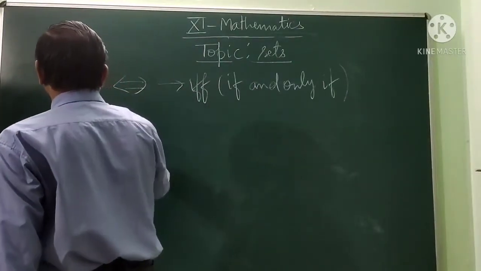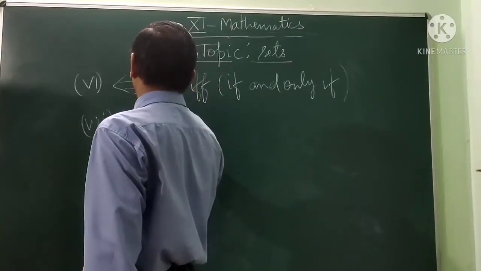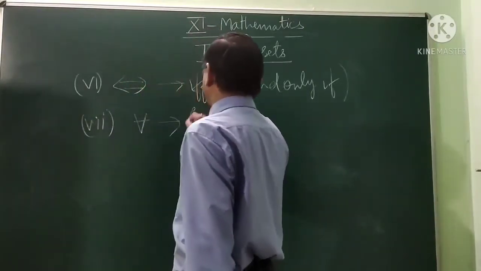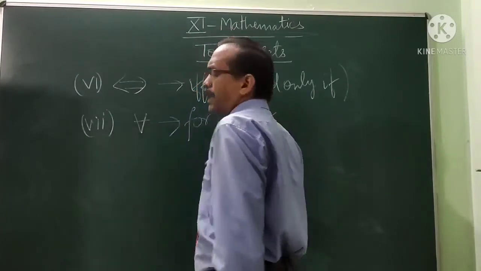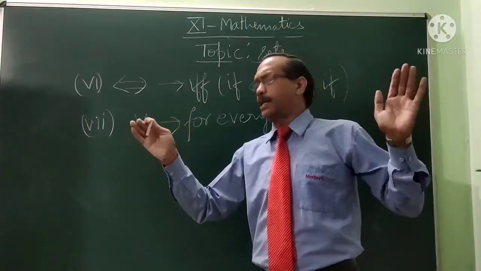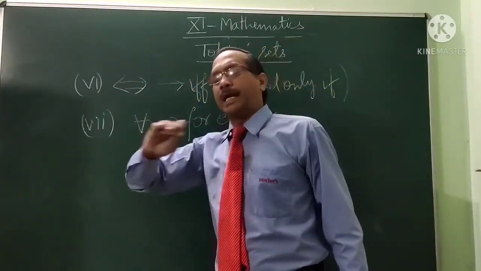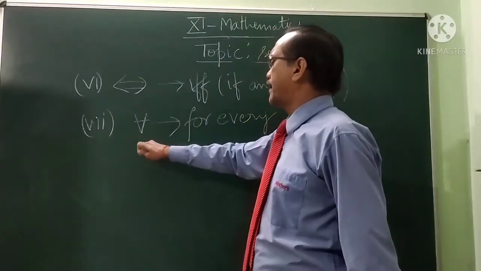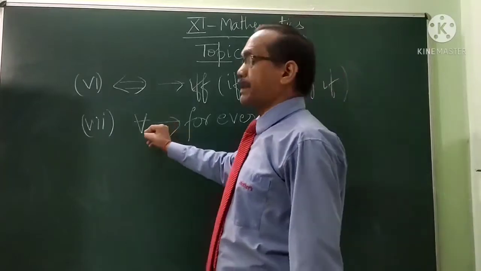Student, in set theory there are so many symbols. There is one symbol. It means for every. We will use this sign when we speak about the set. Suppose there is one statement which is true for every element. Then we will say, for every element of the set. So then we use this sign.